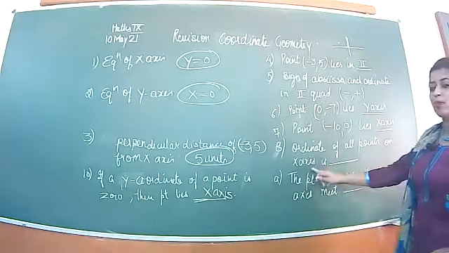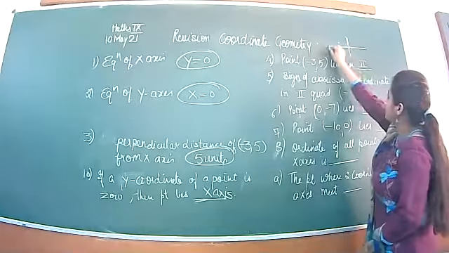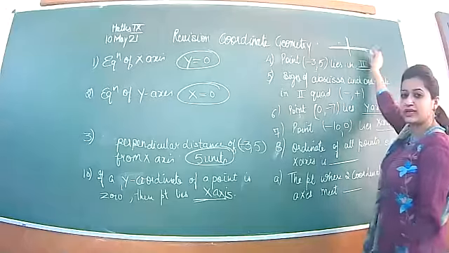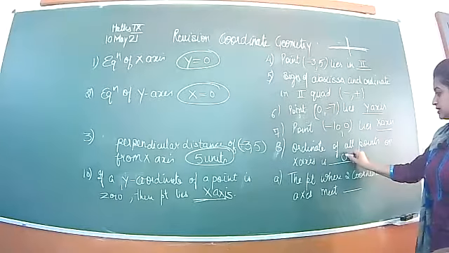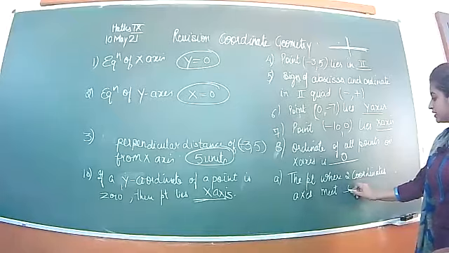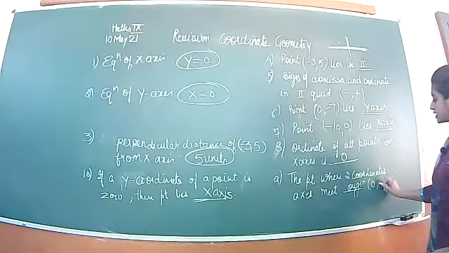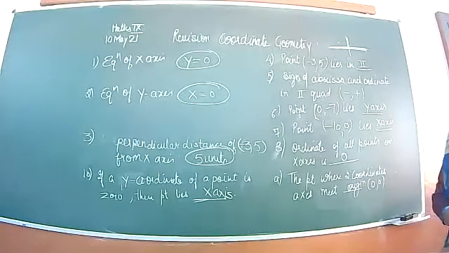Ordinate of all the points on x axis. On the x axis, what is the y coordinate? It is 0. So ordinate is 0. The point where two coordinate axes meet is called origin, and its coordinates are 0, 0.